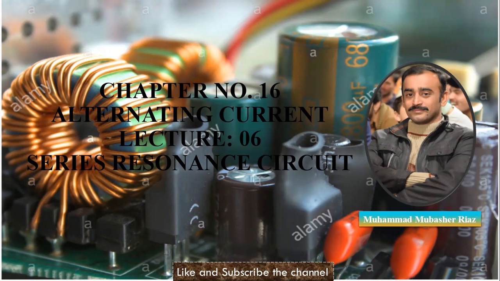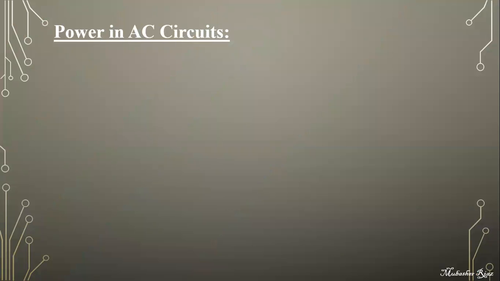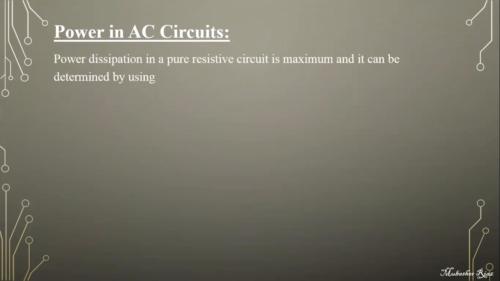So before going to start this topic, series resonance circuit, I would like to discuss power in AC circuits or power dissipation in AC circuits. So in case of a pure resistive circuit, power dissipation is always maximum, and it can be determined by using these mathematical forms. P is equal to VI, I square R, and it is also equal to V square over R. So these mathematical forms can be used to determine the power dissipation in pure resistive circuit.